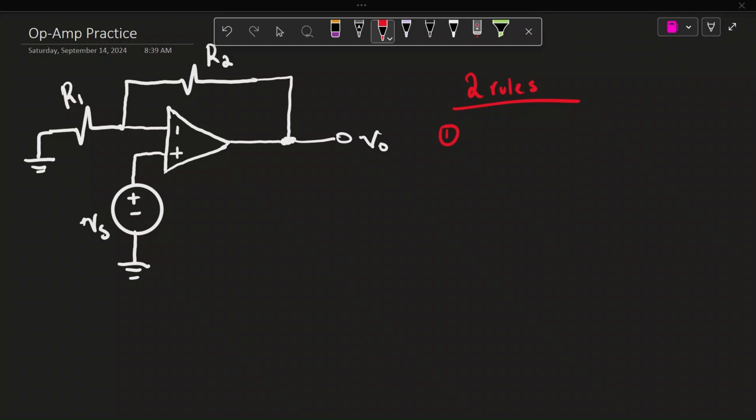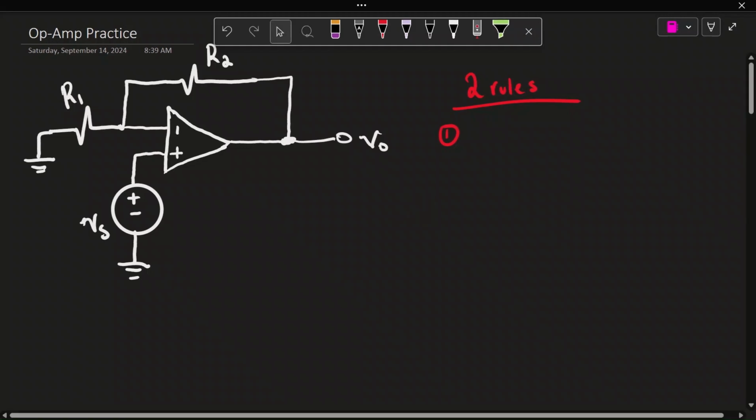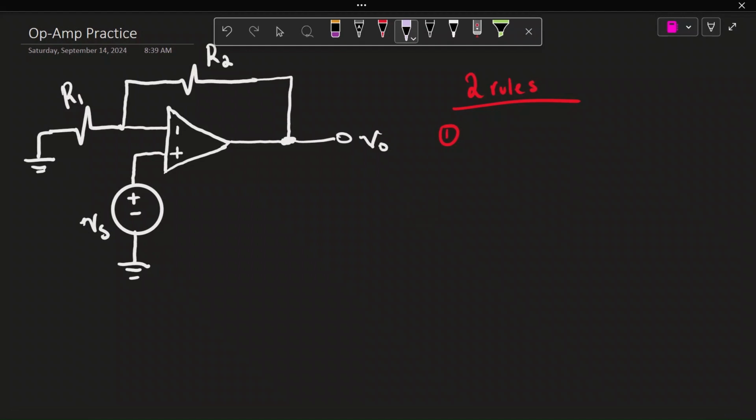Right, hi y'all. Today we're going to be going over some basic op-amp, kind of like an op-amp intro, because we just started it, and I wanted to make sure y'all understood here, because this isn't as hard as you may think. There are two basic rules we need to follow when dealing with ideal op-amps.